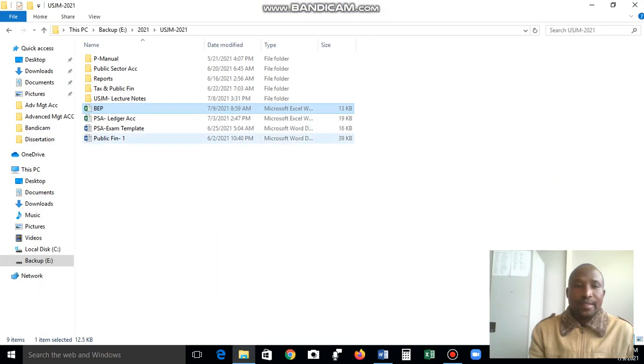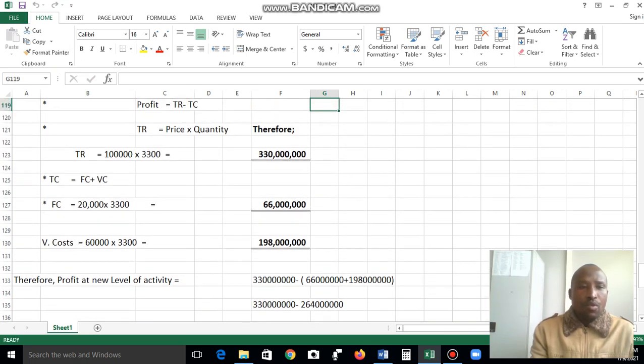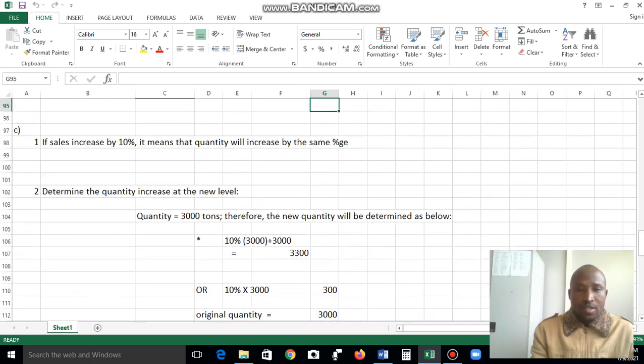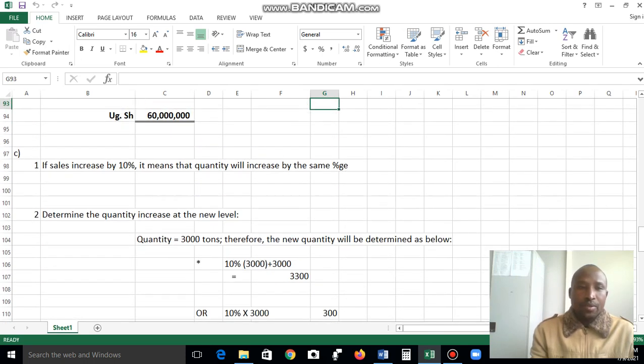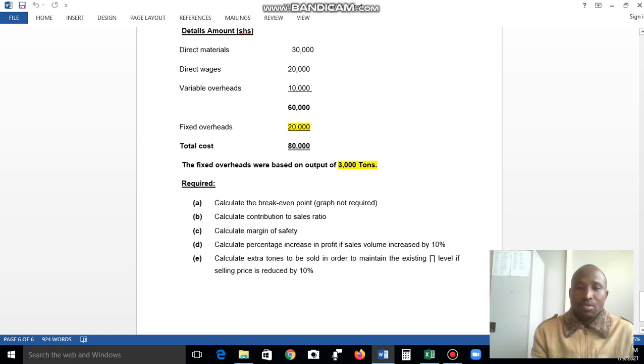We want to actually see how we can go about this. Remember, what we have to do is to know the profit we got previously, because this is the profit we got at the level of 3,000 tons. So now they're requiring us to compute the percentage increase in profit if sales volume increased by 10%.